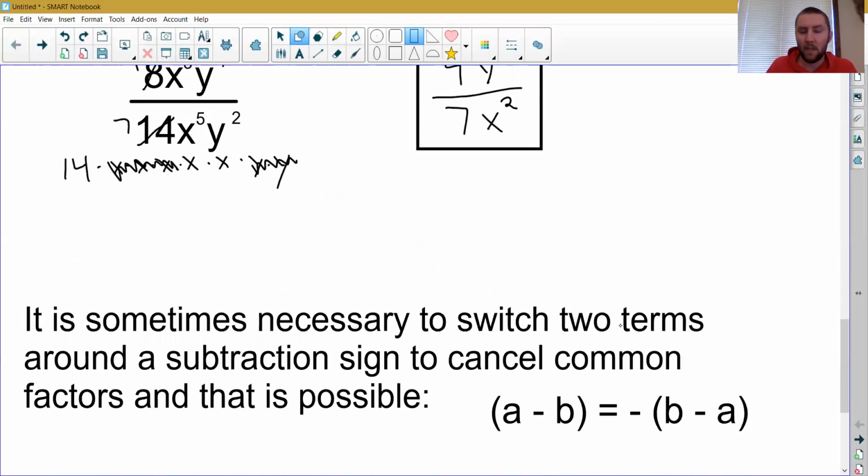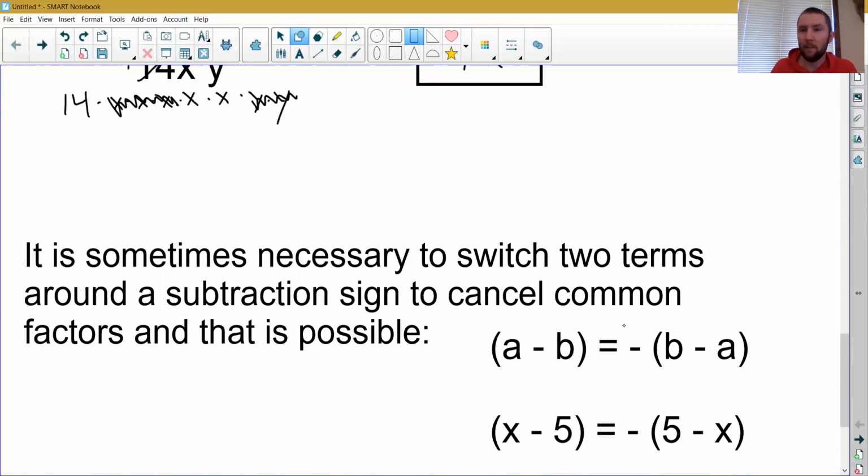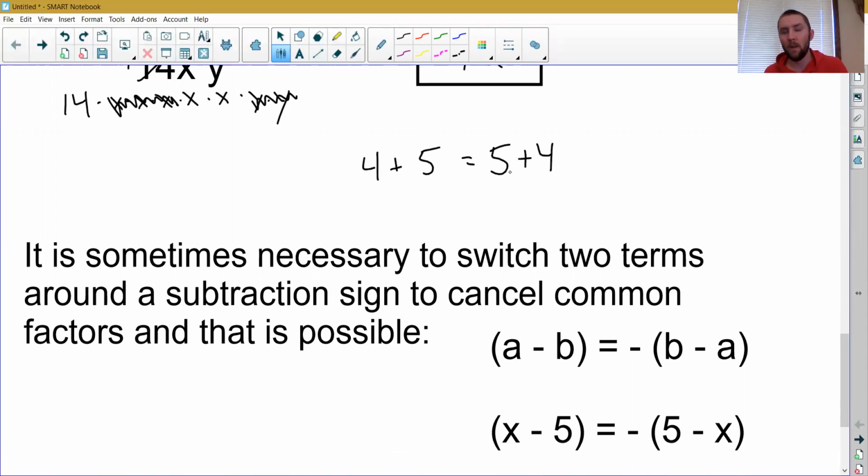And that piece of information involves flipping two numbers or two terms around a subtraction sign. Now, in general, hopefully we remember that when we add things together, it doesn't matter what order we add them in, right? If I do 4 plus 5, that's exactly the same as 5 plus 4, right? I can flip things around an addition sign and it doesn't change anything. So always keep that in mind, right?